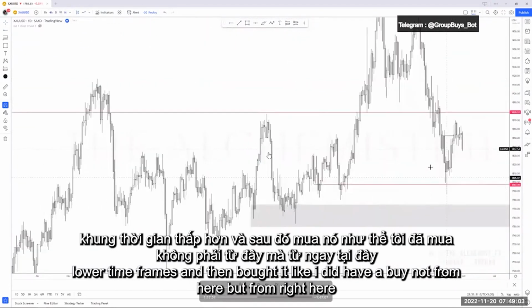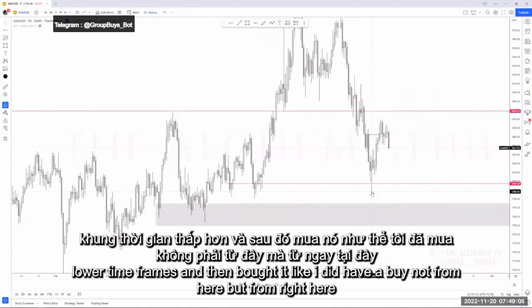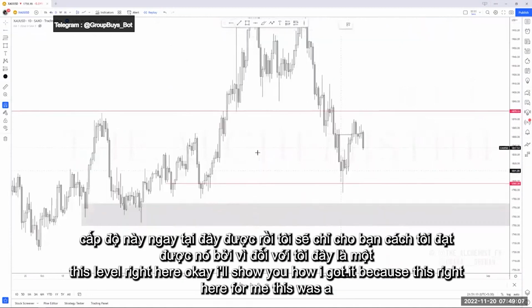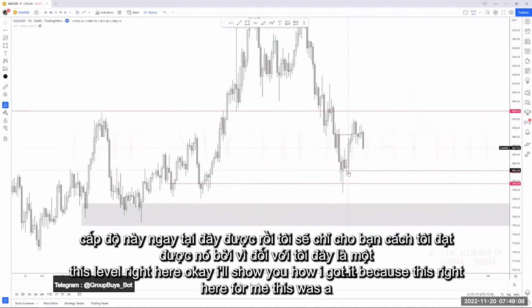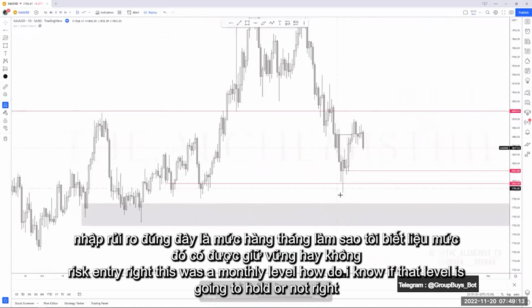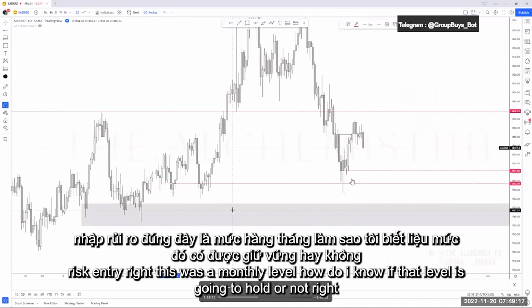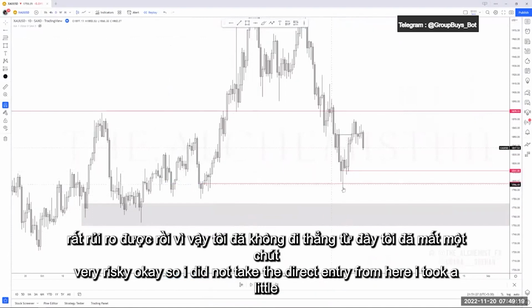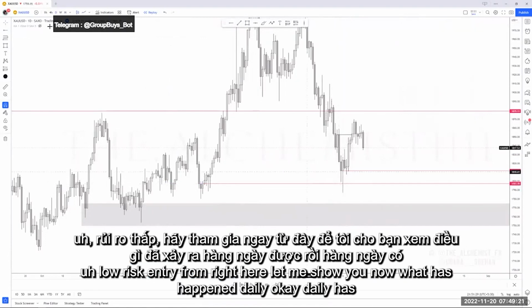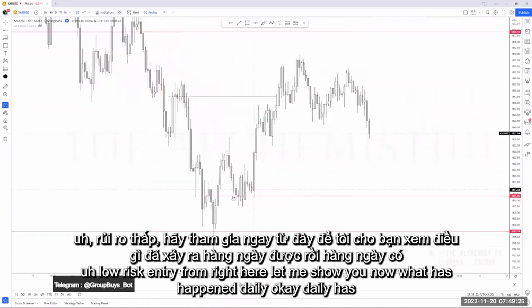I did have a buy, not from here, but from right here, this level. I'll show you how I got it, because for me this was a risk entry. This was a monthly level. How do I know if that level is going to hold or not? Very risky. So I did not take the direct entry from here. I took a low risk entry from right here.